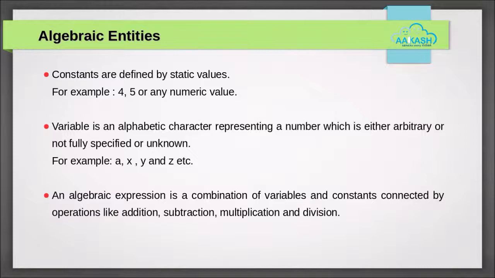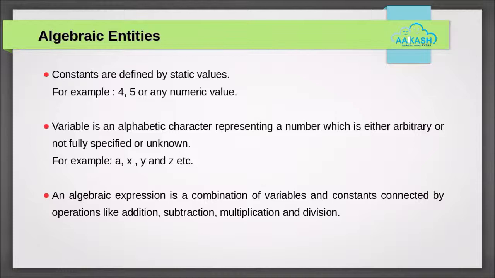Algebraic identities. These are the algebraic elements used to represent polynomials. Constants are the static values. Static means their values do not change. Any numeric value is static value, as it does not need any further substitution to evaluate it.